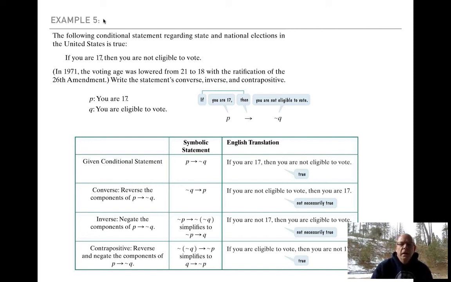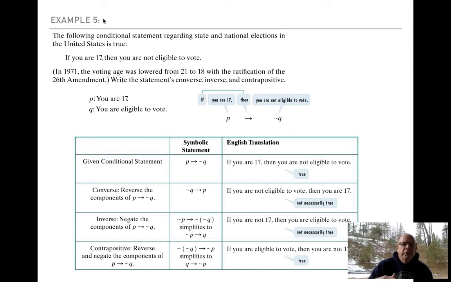So, okay. Then let's look at the inverse. The inverse, remember, keeps it in the same order, but puts a not in both of them. So not P implies, and then not Q, because again, the original statement already had a not in it. Which simplifies: if we take those two nots, it would become a Q. And so really what we're looking at is not P implies Q. And so if you're not 17, then you are eligible to vote. That's not necessarily true either. Again, it could be the felony thing or whatever. If you're not a citizen of the U.S., you're not eligible to vote, and so on.